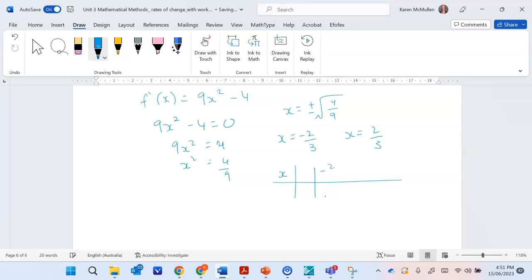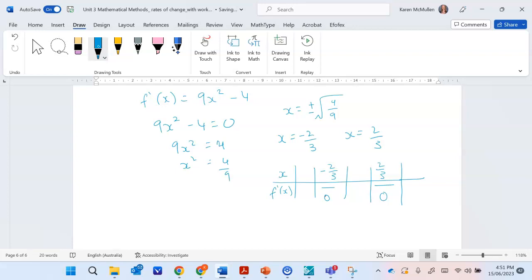So we know at negative 2/3 our gradient is 0. So that's not a negative sign, it's a flat gradient. At 2/3 it's 0, like flat ground. And we would say, well, what's happening between those points? So we choose a value that's between negative 2/3 and 2/3.